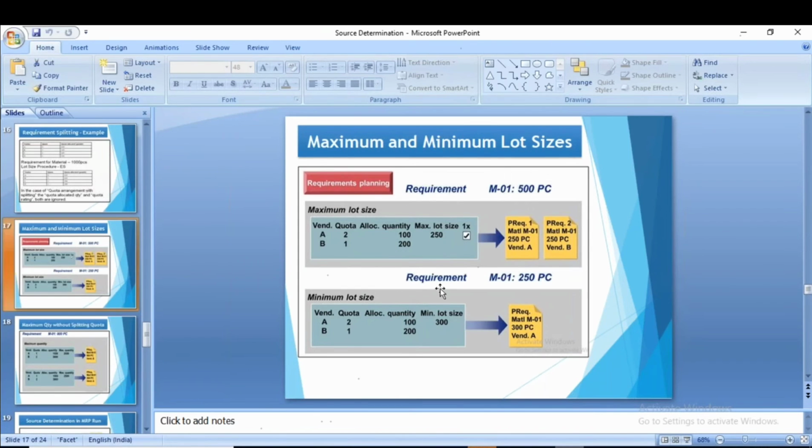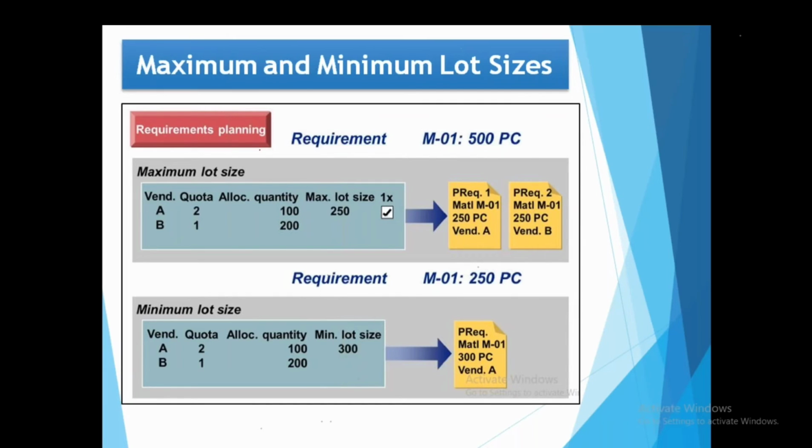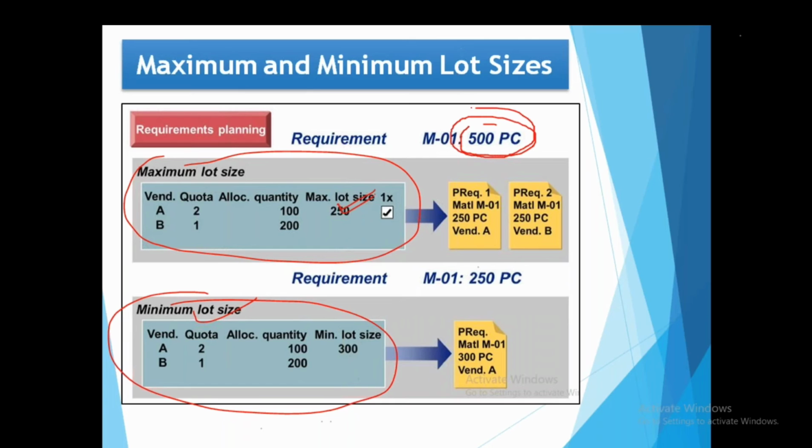Now we will discuss maximum and minimum lot size. Whenever you are running MRP, in the quota arrangement you can maintain a maximum lot size or a minimum lot size also. So if you maintain maximum lot size as 250, and let's say your requirement is 500, then the system creates a PR for only 250. In this case the maximum quota is for this vendor, so the system is trying to create one more PR for the same vendor.